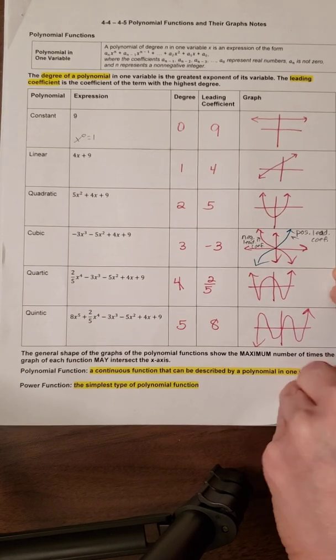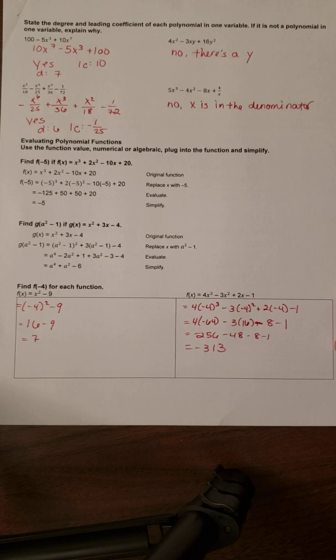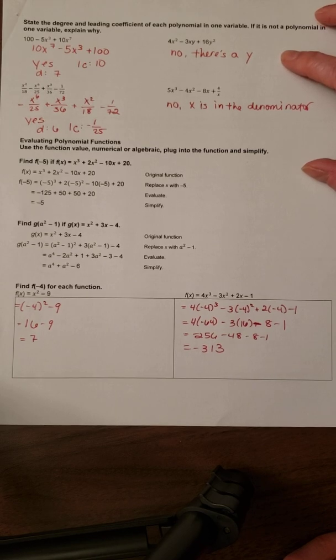Now we're going to get to the next page. There we go. And we're going to briefly look at a couple examples. State what the degree is and the leading coefficient of each polynomial in one variable. Not a polynomial. Tell me why.